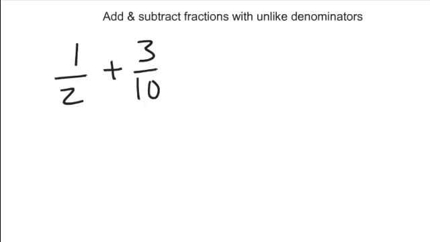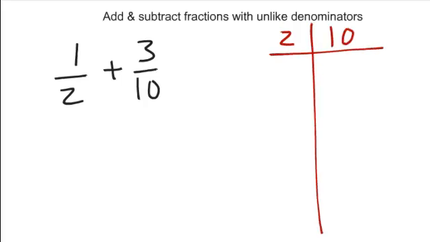Let's go ahead and do another example. Here I have a half plus 3 tenths. So I have to have my race between the 2 and the 10 in order to make them be the same. So I put the 2 on the left and the 10 on the right, and I have my race between the two numbers. So the first multiples of 2 are 2, 4, 6, 8, and 10.